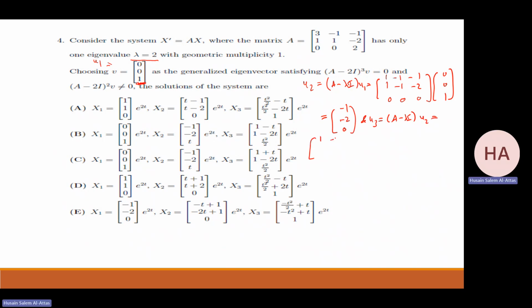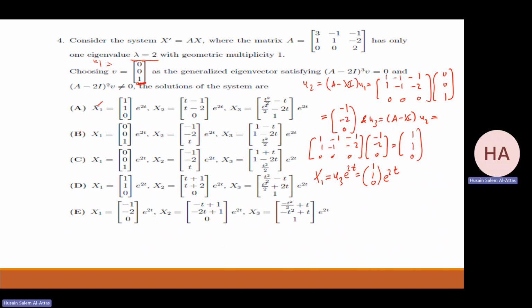And that will be 1 minus 1 minus 1, 1 minus 1 minus 2, 0, 0, 0, times U2. Be careful here. That will be minus 1 plus 2, that is 1. Minus 1 plus 2, that is also 1, and 0. So x1 will be U3 e to the power 2t, and that is 1, 1, 0 e to the power 2t.